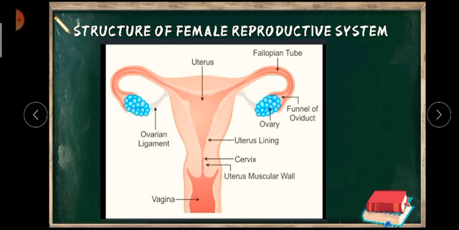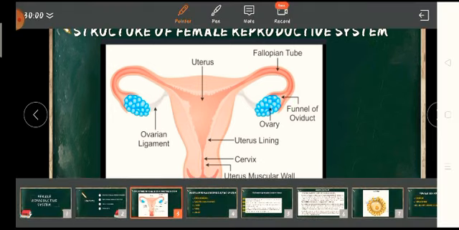Is it clear? So it is not that ovums or eggs are produced only when the girl attains puberty. The ovum is already there since her childhood, but it starts getting matured once she attains puberty. So this is a very interesting fact, students.